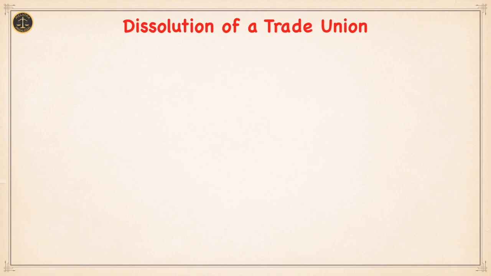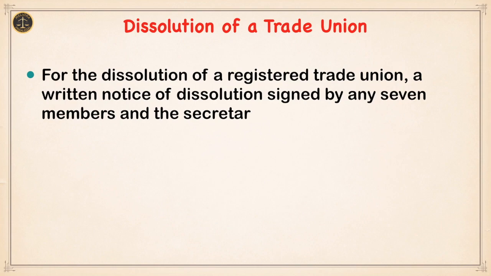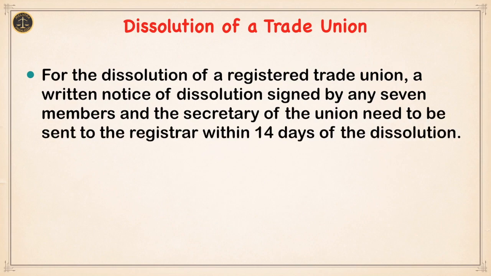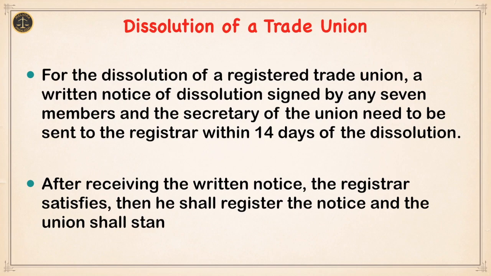Last but not the least, the provisions of dissolution of a trade union. For the dissolution of a registered trade union, a written notice of dissolution signed by any 7 members and the secretary of the union needs to be sent to the registrar within 14 days of the dissolution. After receiving the written notice, if the registrar is satisfied, then he shall register the notice and the union shall stand dissolved from that date. This is all about the Trade Unions Act 1926.